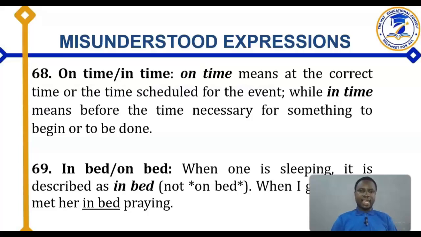On time and in time. On time means at the correct or exact time scheduled for an event. When you are to arrive in a place at 8 a.m., take note of the preposition, at 8 a.m., so the person arrived at the exact time. That is what? On time. But when the person arrived before the time necessary for something, earlier than the scheduled time, you use in time. So they all arrived in time. That is, they arrived before the scheduled time or when they were asked to come.